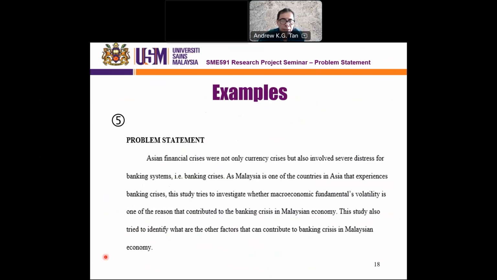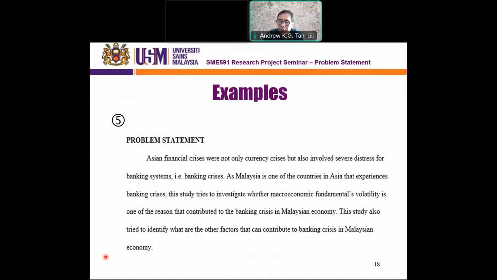The Asian financial crisis will not only be a currency crisis, but also involves severe distress for the banking system, i.e. banking crisis. As Malaysia is one of the countries in Asia that experiences banking crisis, this study tries to investigate whether macroeconomic fundamentals volatility is one of the reasons that contributed to the banking crisis in the Malaysian economy. This study also tried to identify what are the other factors that can contribute to banking crisis in the Malaysian economy. What do you think? Is this a good problem statement or not?